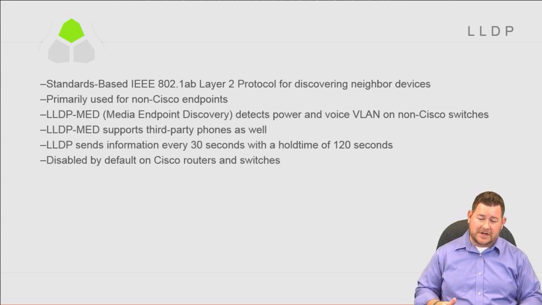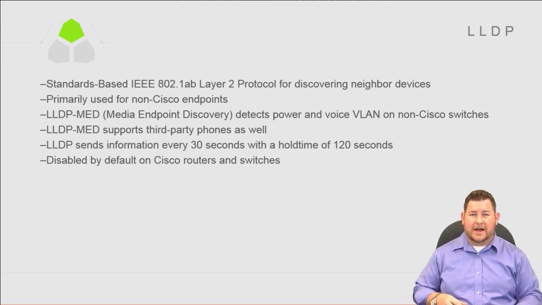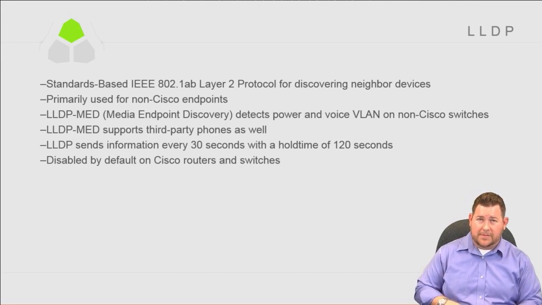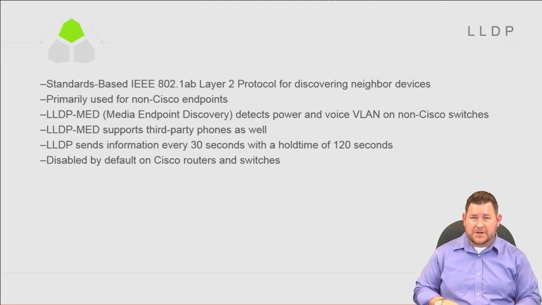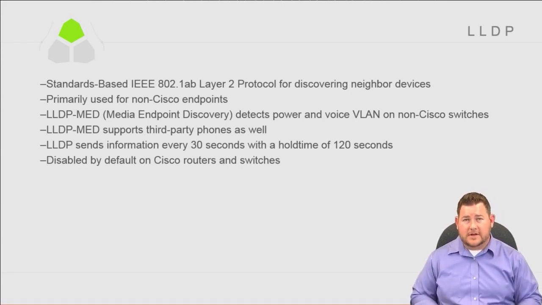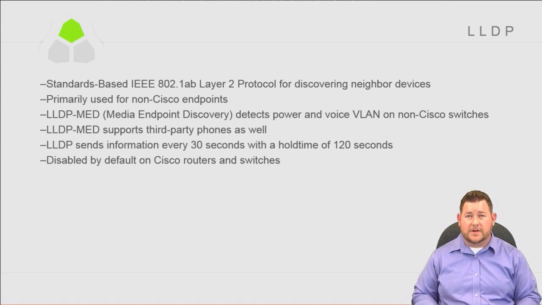LLDP-MED, Media Endpoint Discovery, detects power and voice VLAN on non-Cisco switches. So it's able to detect what type of power that's running and help with the actual powering of the phones itself. And the voice VLAN, it can pull that up and show you what the voice VLAN is essentially on LLDP. It supports third-party phones, of course, because that's kind of the point. If it is not a Cisco phone, then it can support other phones, third-party phones.